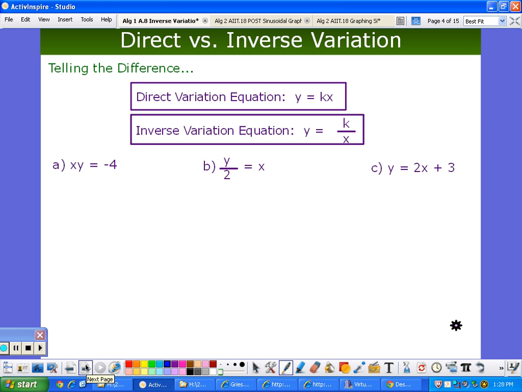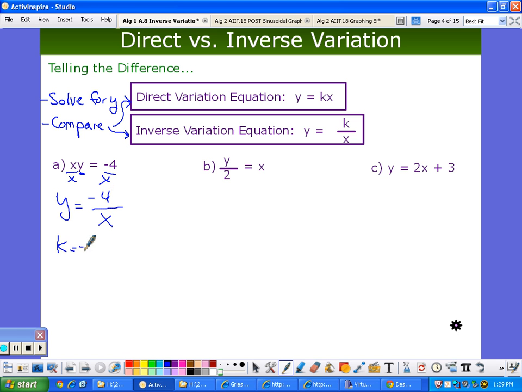So let's see, how can I tell, given an equation, if I have a direct or an inverse or neither? It doesn't have to be either of them. So one way we handled this the last time was solve it for y. And then compare. Compare with what? With these things. So for example, if I have xy equals -4, how do I solve that for y? Divide each side by x, so I get y equals -4 over x. Does this look like y equals k times x? No. Does it look like y equals k over x? Yes. In this case, what's my k? So this is an inverse variation.